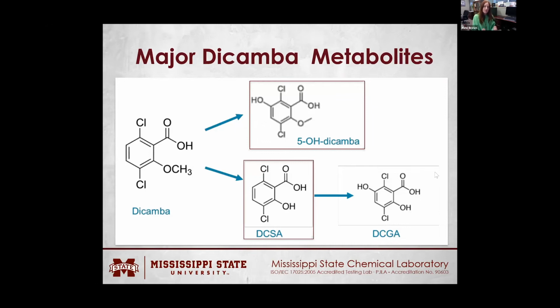What makes it even more challenging when being asked, could we detect the formulation, is these are auxin herbicides, meaning that when they're absorbed in, they act like hormones within the plant. So they're metabolized. And so if you look at the parent compound of dicamba, once it enters the plant, it's being metabolized to the 5-hydroxydicamba and also the DCSA. And then further metabolized down to the DCGA compound.